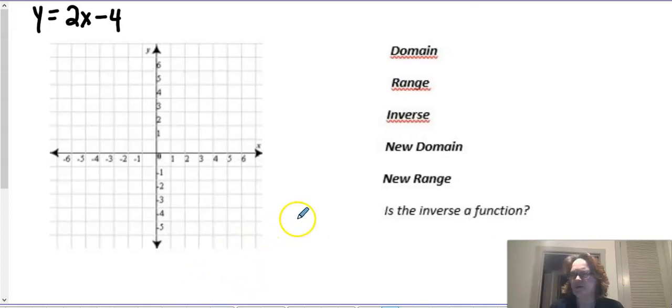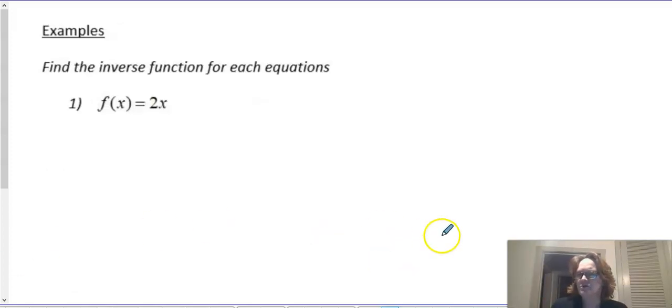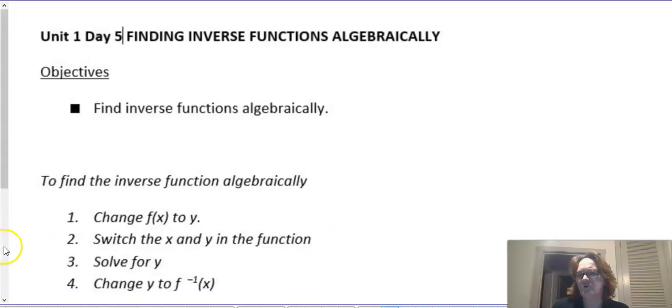Now I'm going to move on to finding inverses algebraically. This is not going to take me long. So hopefully I can get through this in 30 minutes, maybe a little bit more, but I'm going to aim for 30 minutes. So to find an inverse algebraically, in other words, using algebra, these are the steps.